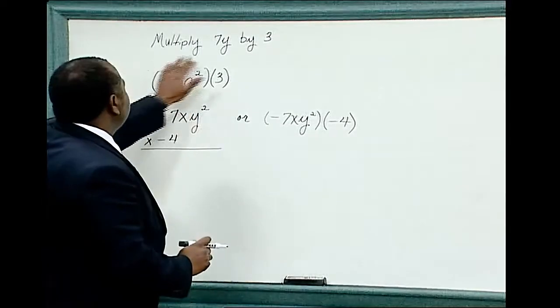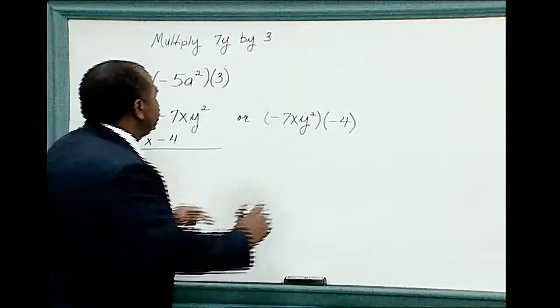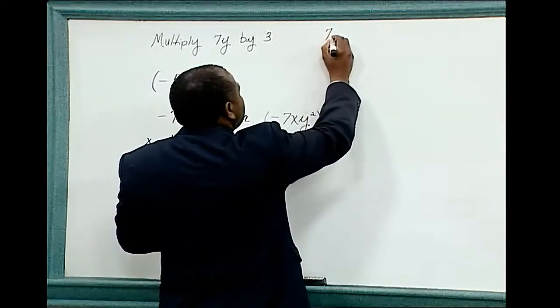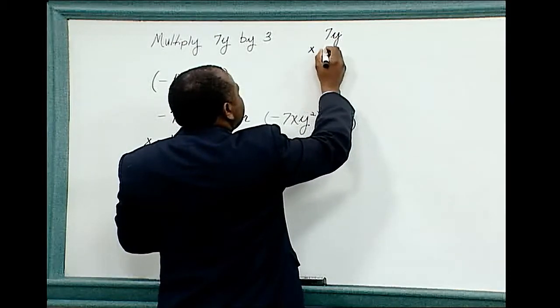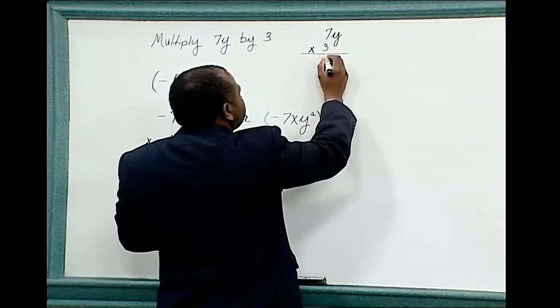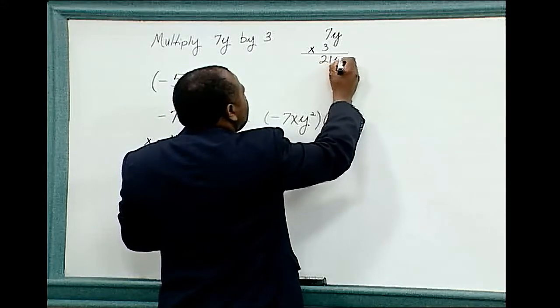Example: multiply 7y by 3. 7y times 3 is equal to 21y.